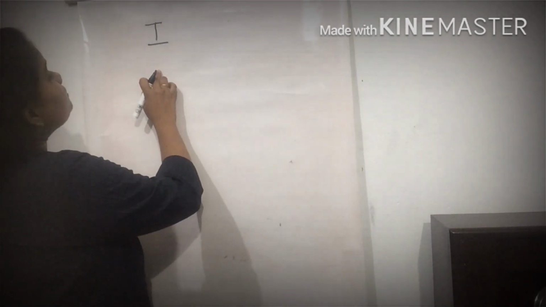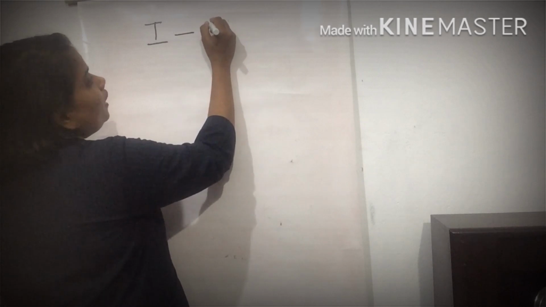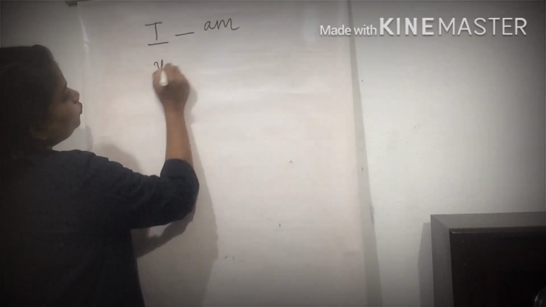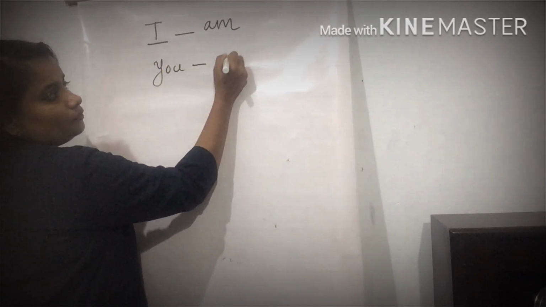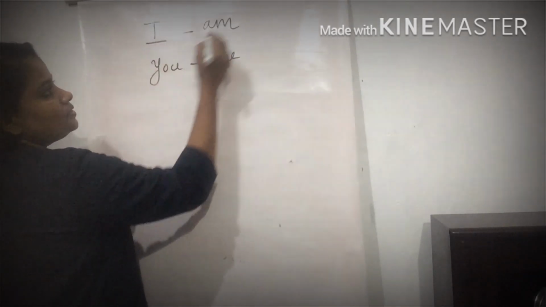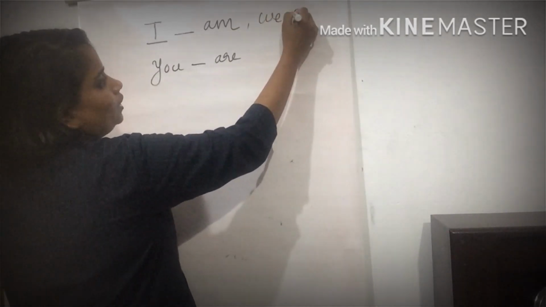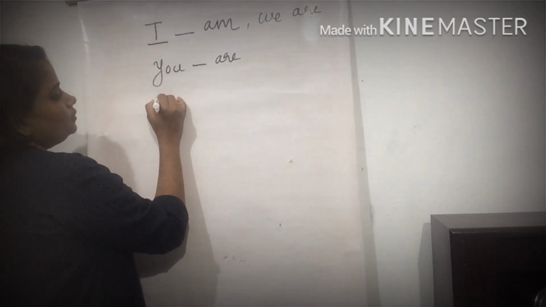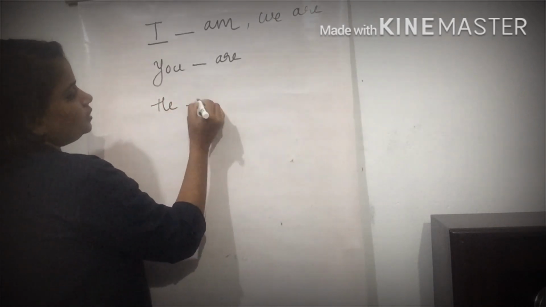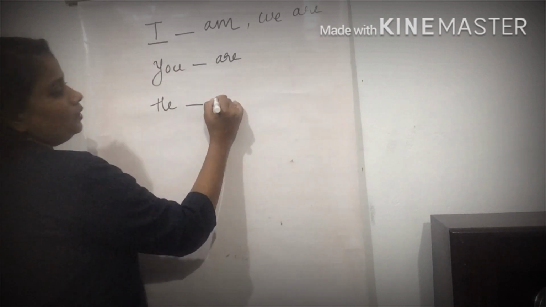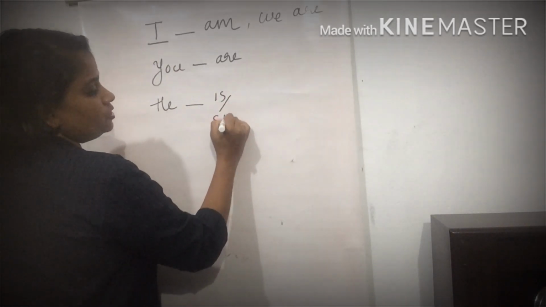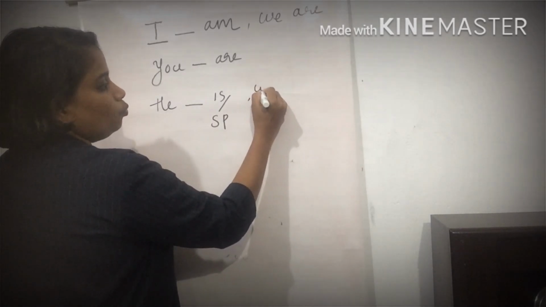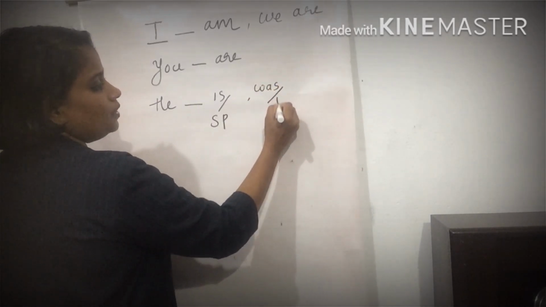This is the first person, that is I am. Then you are. This is the second person. One more is we are. The next one is he. This is the third person. He is in the case of simple present tense, and was in the case of past tense.